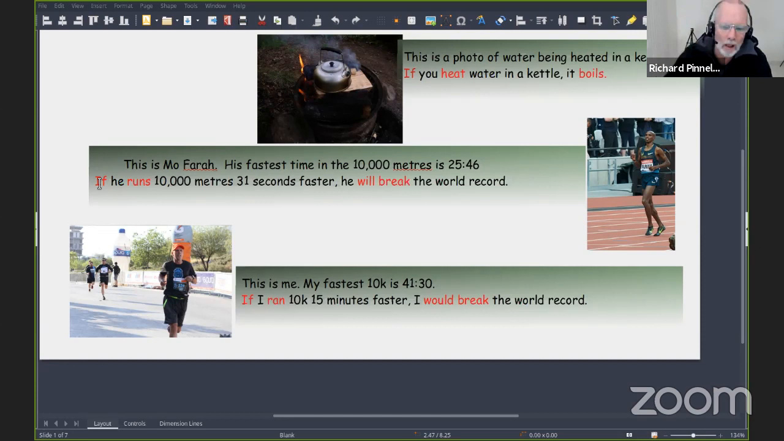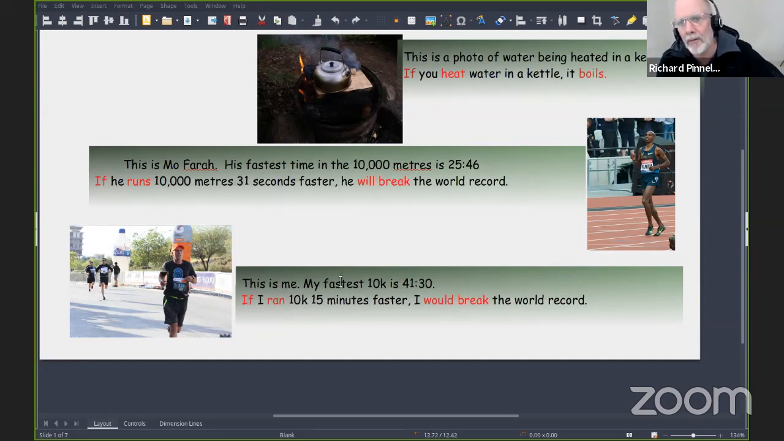Again, we have two parts. We have the if part, the imaginary situation. If he runs, the verb here is in the present simple. And the result, if this first part here before the comma is true, is in the future simple. He will break the world record. Okay, so this is an example of the first conditional. This time the verb is in the present simple, and here it's in the future simple.